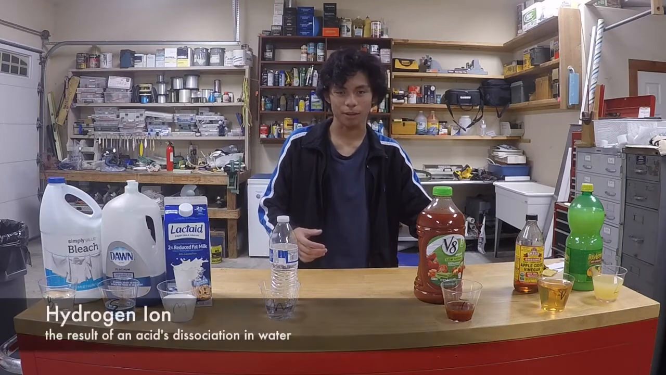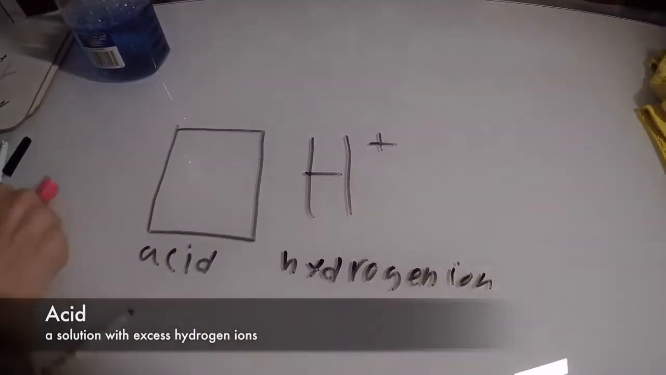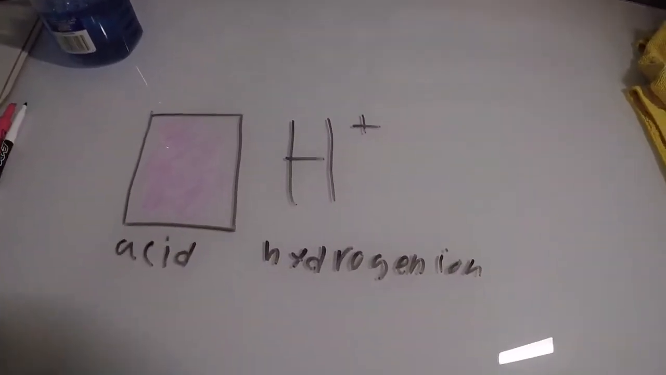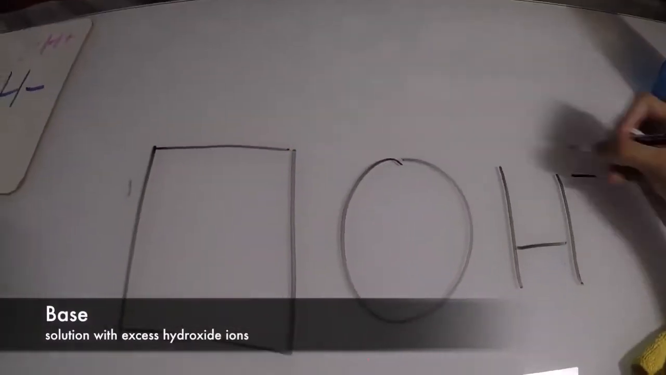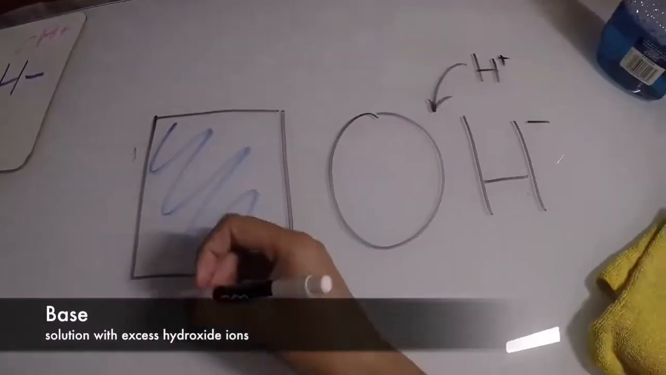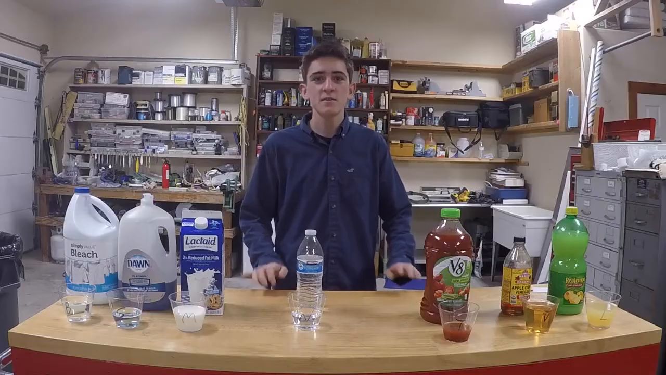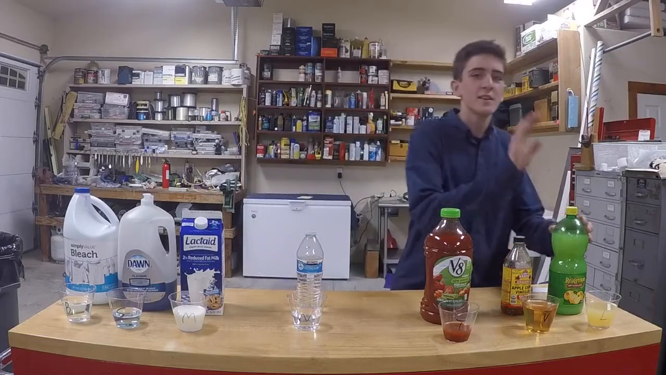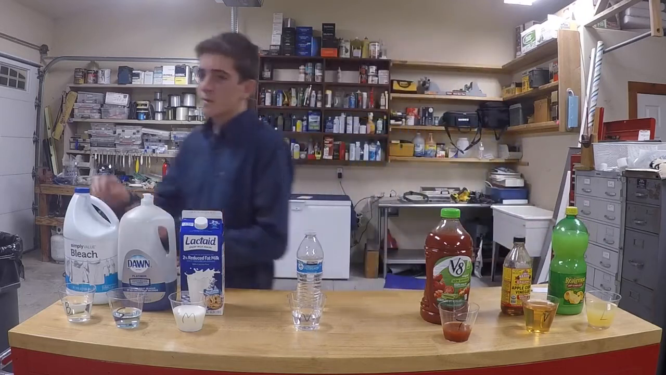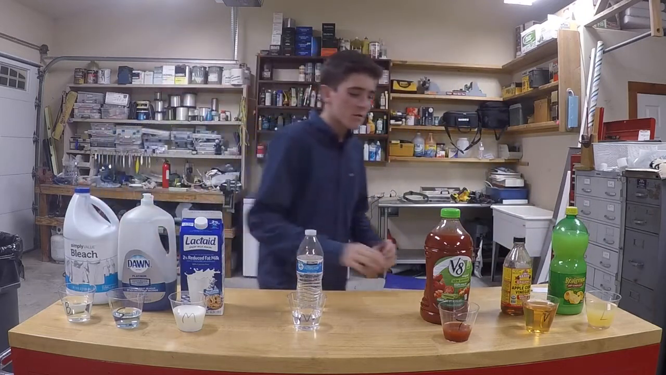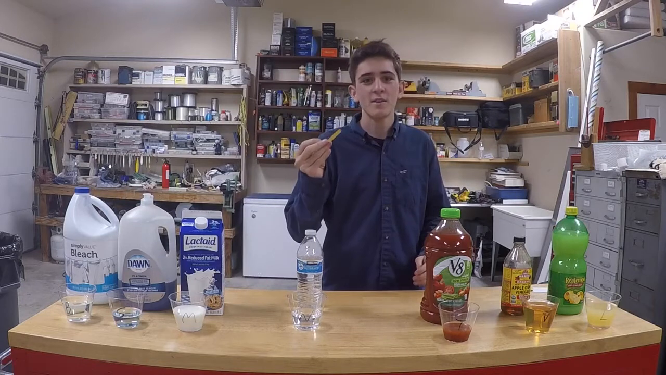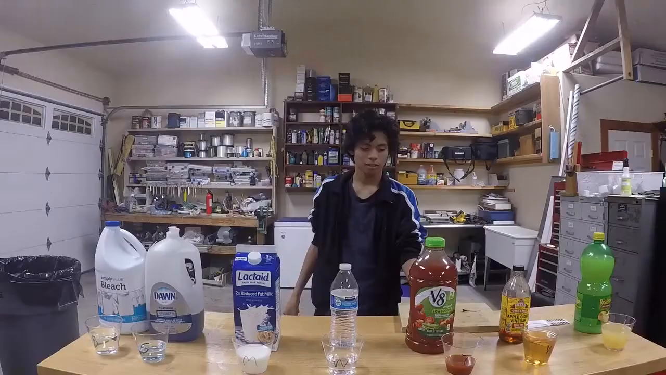When a solute is dissolved in a solvent, it can break down and form either hydrogen ions or hydroxide ions. Acids are solutions with excess hydrogen ions. Bases are solutions that have excess hydroxide ions which accept hydrogen ions. As you can see here, we have it set up from the most acidic substance to the most basic substance. We will be using pH tabs to show how they change from one to the other.